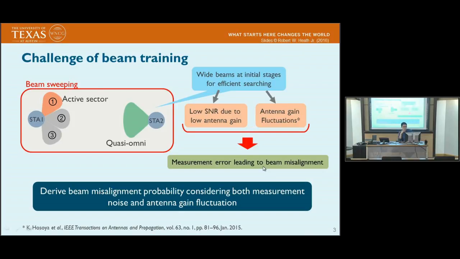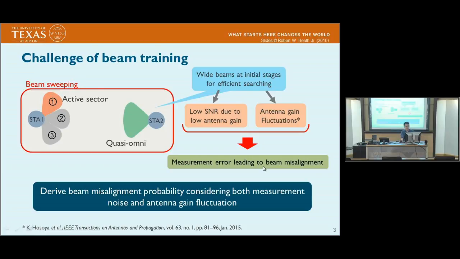One of the most practical approaches to beam alignment is what is called beam sweeping. It is illustrated by this figure, where station 1 tries to find the best direction to transmit to station number 2. One easy way to do that is to just sweep, that is, try all the different beams, sectors 1, 2, 3 here. The other side just uses a quasi-omni pattern to listen and then feeds back which one was the best.